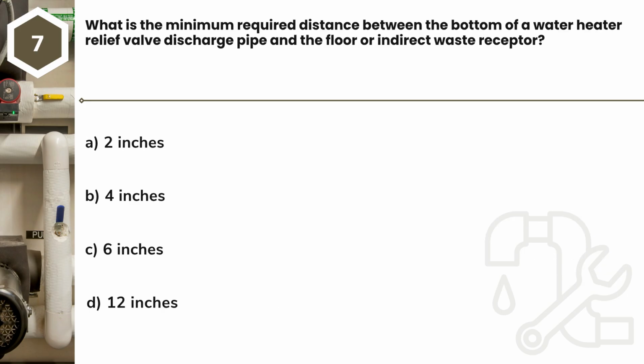Question 7. What is the minimum required distance between the bottom of a water heater relief valve discharge pipe and the floor or indirect waste receptor? A. 2 inches. B. 4 inches. C. 6 inches. D. 12 inches.